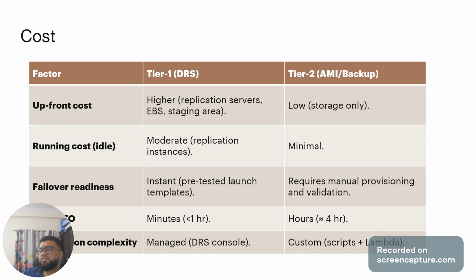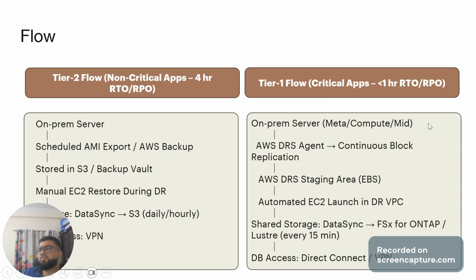So to summarize, Tier 1 is a continuous replication, low RTO and RPO, higher ongoing cost, and driven mainly by EBS, DataSync, Direct Connect, and DRS staging storage. Tier 2, which is AMI backup based, scheduled replication, higher RTO and RPO, much lower cost, mainly S3 backup and DataSync expenses. The key point to remember is that disaster recovery is not one size fits all. Strategy should always balance recovery speed, data integrity, and cost efficiency based on how critical each workload is for the business.